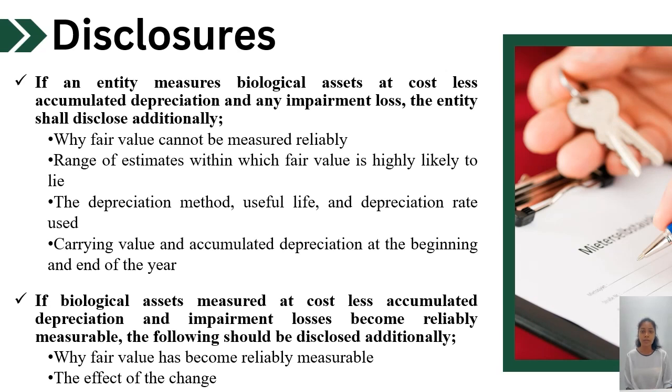Also, when the fair value can change to a reliably measurable fair value, the following should be disclosed. They should disclose why the fair value suddenly became reliable, and also the effect of the change.